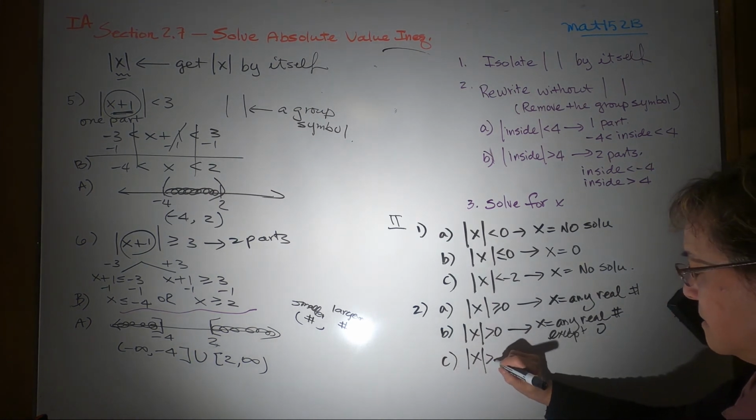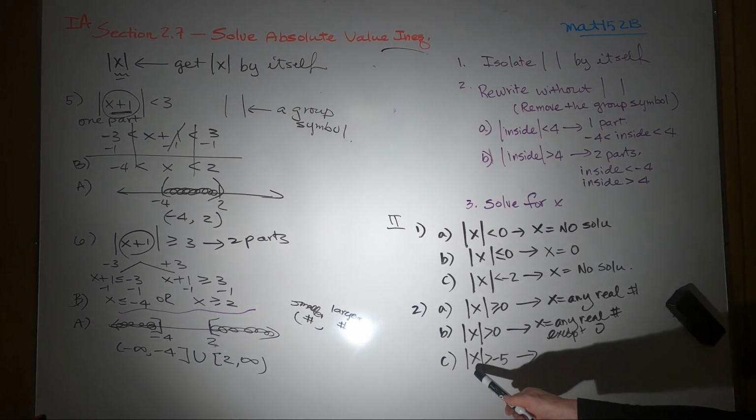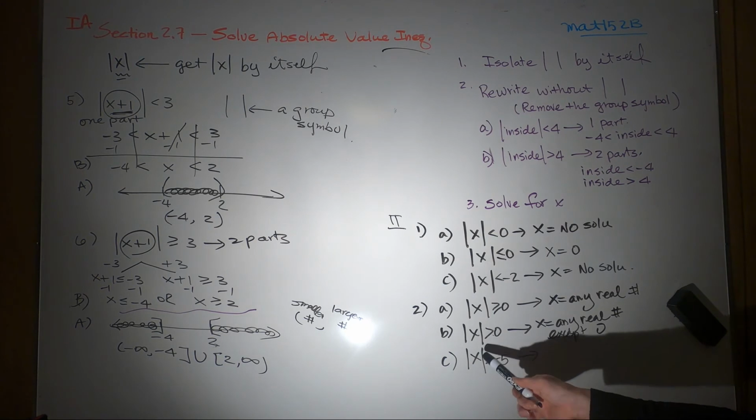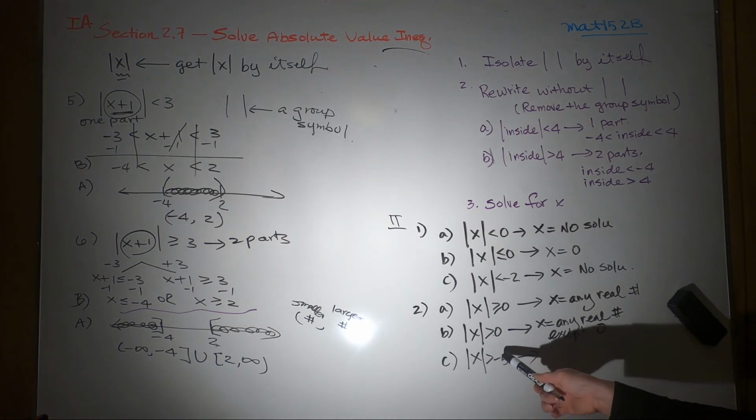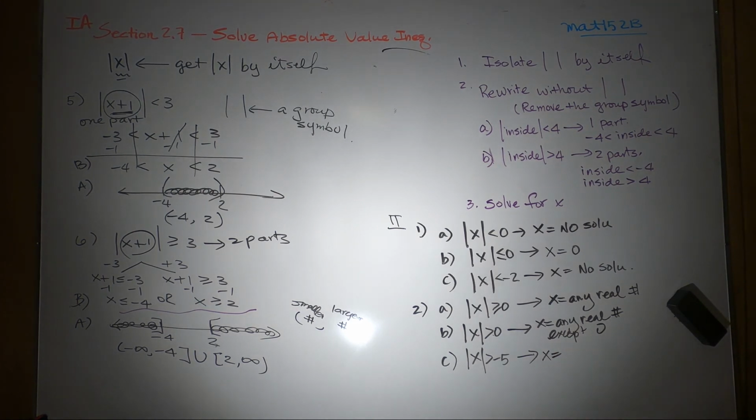If absolute value greater than 5, what do you think? Absolute value usually would be what? Positive or 0. That will always be what? Bigger than -5. So what do you think your x should be?